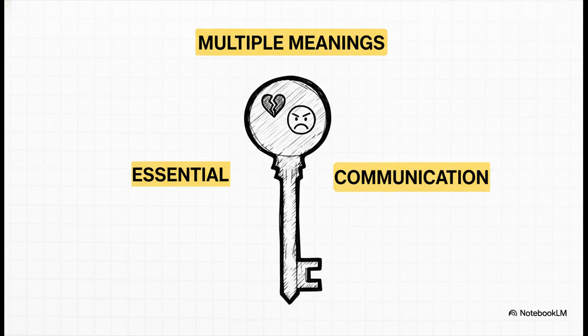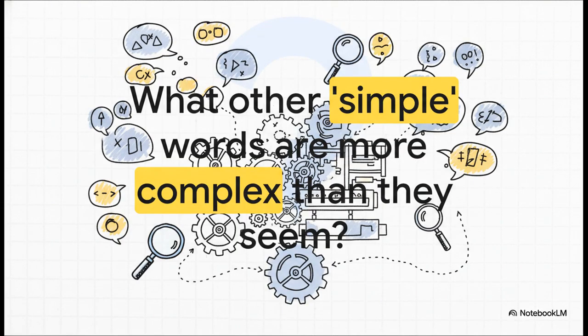What does that tell us? It tells us that to talk about the basic human experience, we don't just need simple words. We need words that can do a lot of heavy lifting, words that are powerful and flexible, just like this one. So that's what I want to leave you with. If a word as common as pain is this packed with meaning, what other simple words do you use every single day that are way more complex than they seem? Makes you think, doesn't it? What else is hiding right there in plain sight?